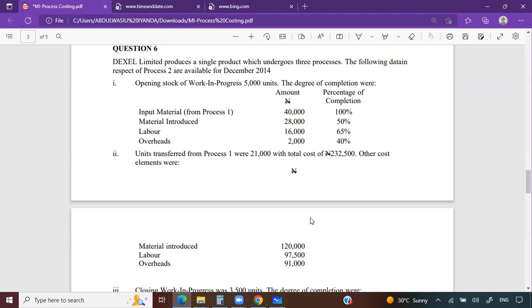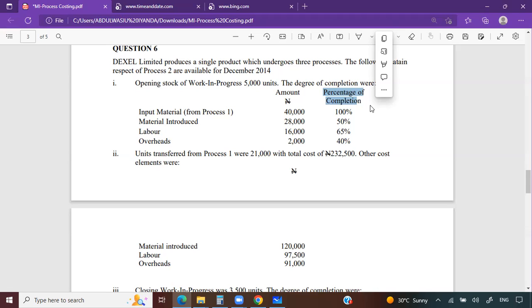If you have any question where they are giving you the degree of completion, it means that there's work in progress. There may be opening work in progress, and sometimes they may also have closing work in progress. But whenever you have a question on process costing and you see something like a percentage of completion, it means that you need to look for equivalent units.